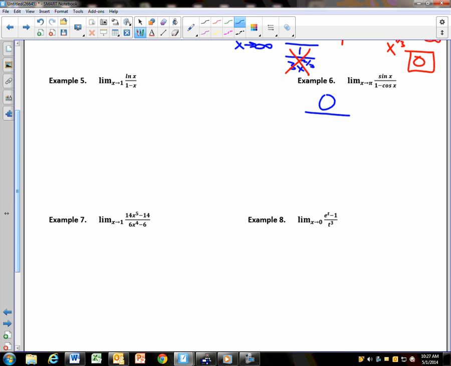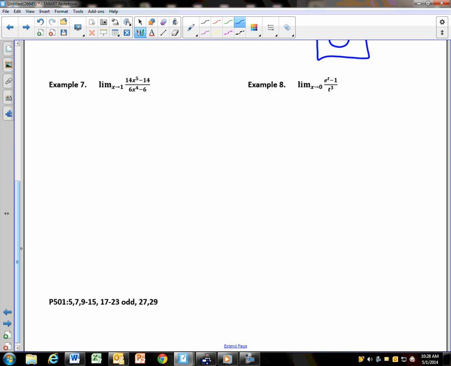What's cosine of pi? -1. So you get 0 over 2. Is this an indeterminate value, or do you know the value? We know it. It's a value of 0. So we don't have to use L'Hopital's rule in this situation. Nope. L'Hopital's rule does not work if you have a defined value. Okay.